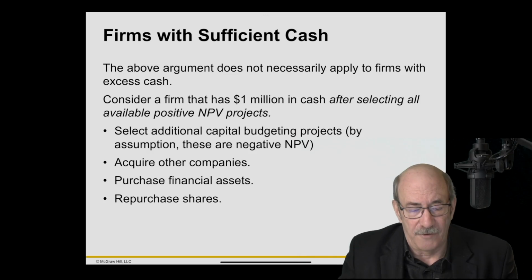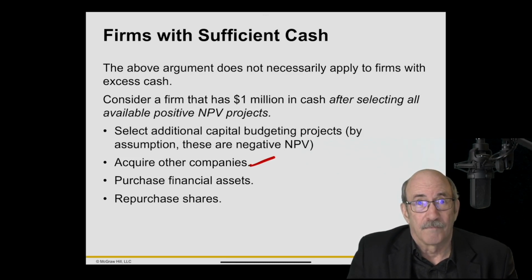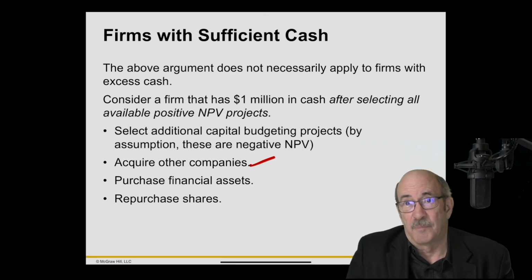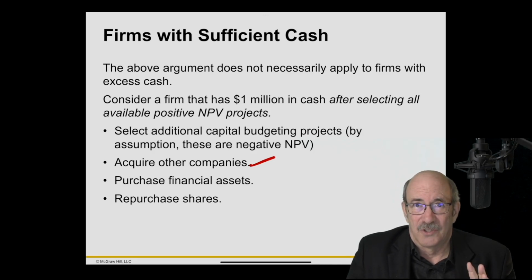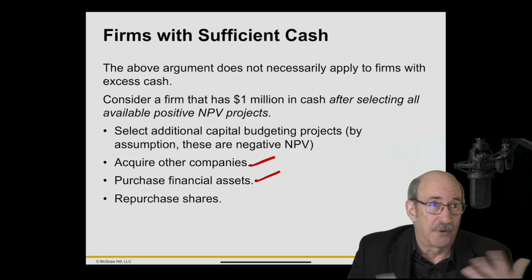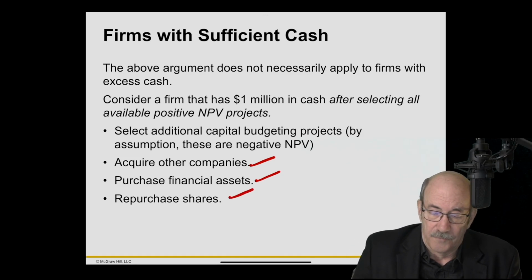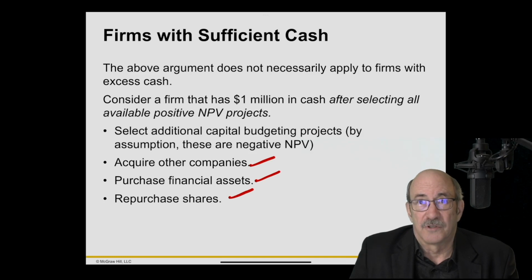When you've run out of positive NPV projects, other things you could do other than pay a dividend, you could go out and acquire other firms. Now, again, you still want those acquisitions to be positive NPVs. That's a mixed bag. The research is mixed on whether M&A is actually always a positive NPV. Could it go out and invest that into other stocks or other fixed income instruments, or could use it to repurchase shares?